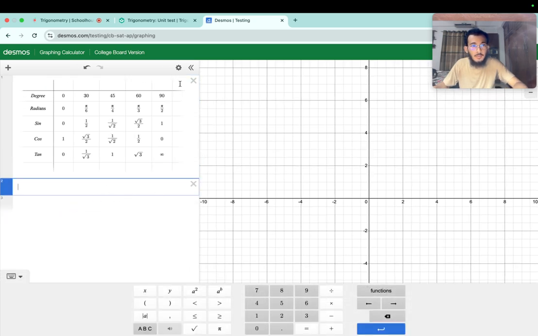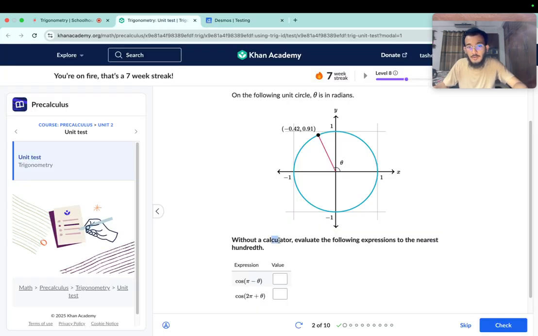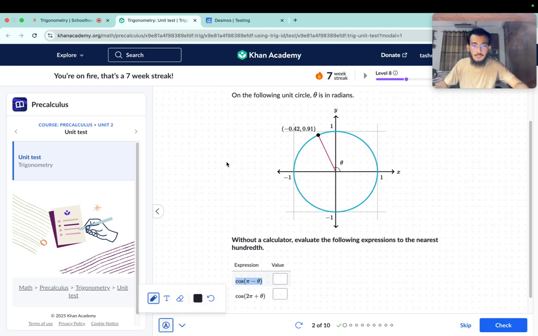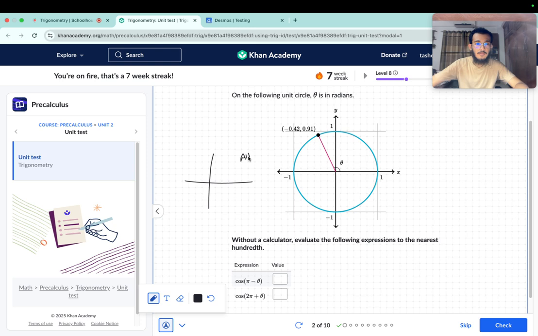Now we just need this table to solve without using the calculator the following expression to the nearest hundredth. They've given us that theta is in the second quadrant. What is the value of cos of pi minus theta, or 180 minus theta? Now we know that in the first quadrant all trigonometric ratios are positive.